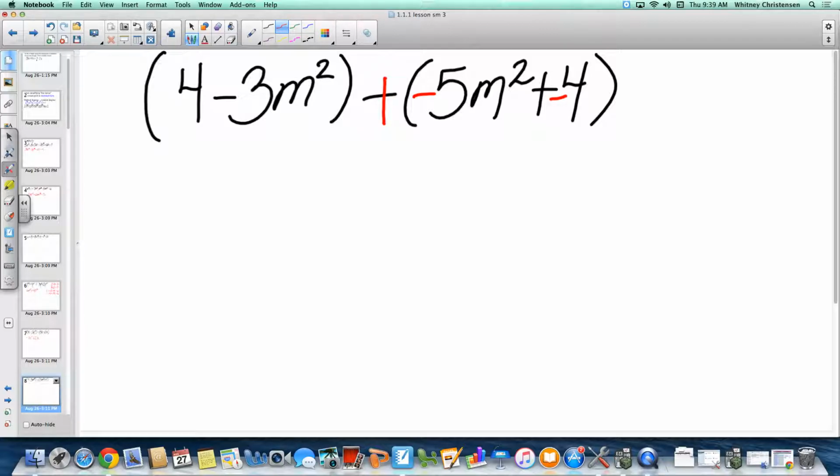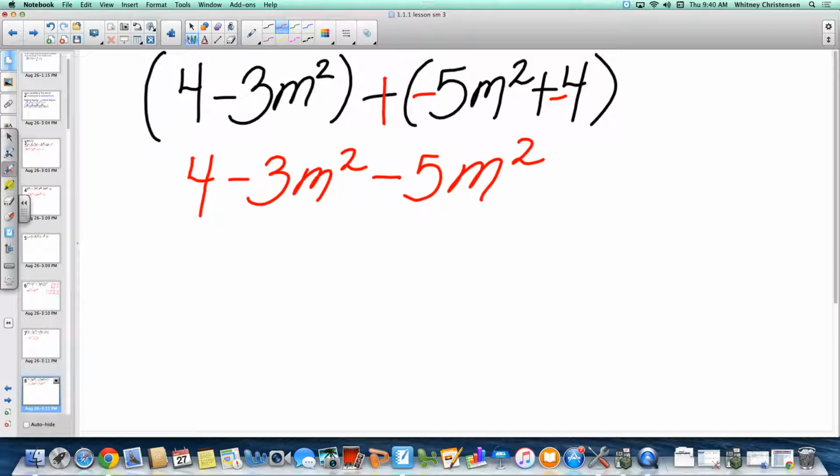So I'm going to change the sign. Now some of you are still getting it wrong from here. So if you have to rewrite this, just do it. I'm going to rewrite this without parentheses. At this point, I have 4 minus 3m squared. Then I am going to have minus 5m squared. Is that correct? Everybody? Do you have questions on why I have minus 5m squared? And I'm going to have minus 4.